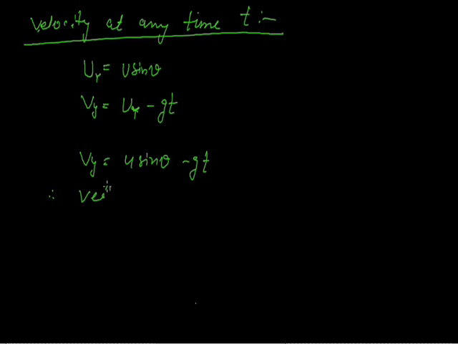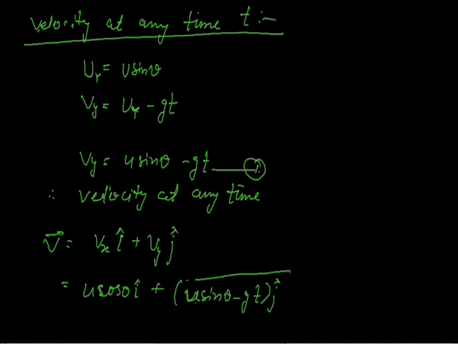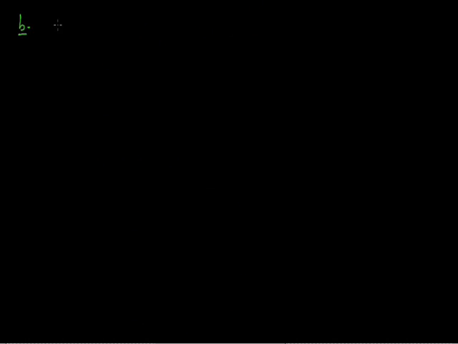In this case we take g as minus, and vy becomes u sin theta minus gt. Therefore, the velocity at any time, v vector, is equal to the vx component i cap plus the vy component j cap. The horizontal component always remains constant, which is u cos theta i cap, plus the vertical component, which is u sin theta minus gt j cap. This is the equation of velocity of a particle at any time. Any doubt?